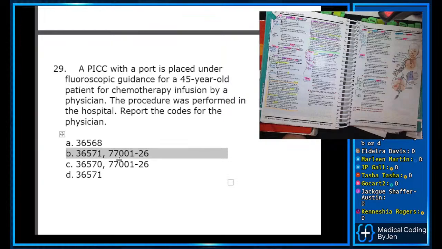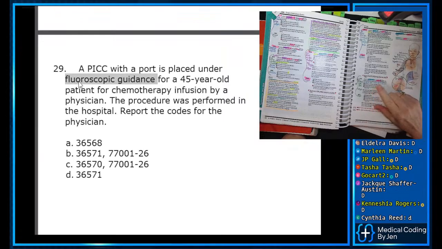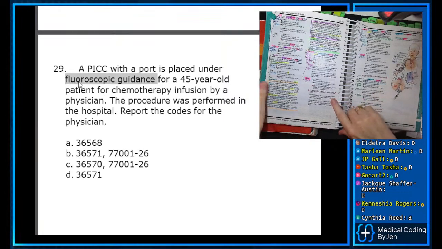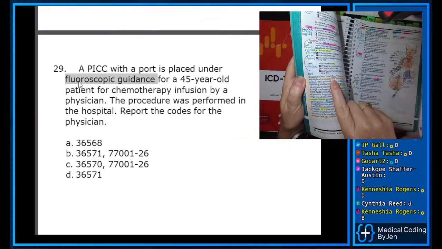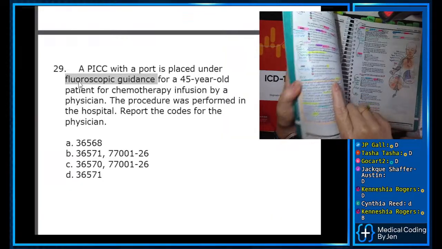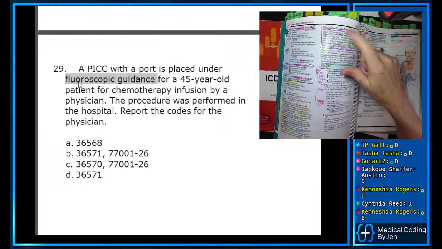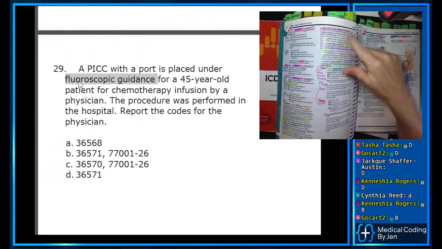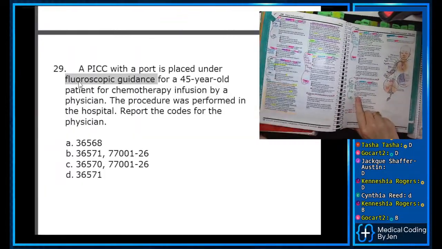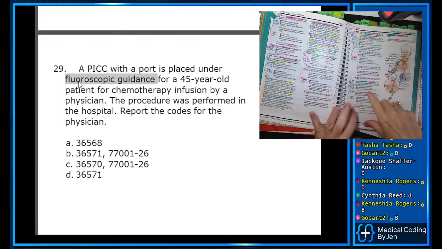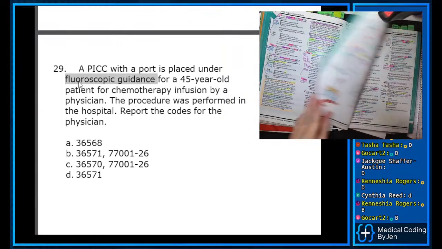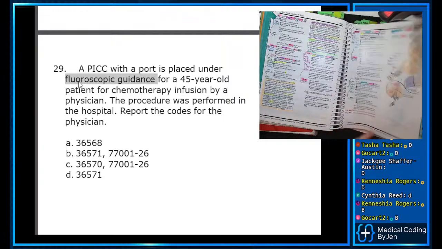B is our answer because we used fluoroscope guidance, and they tell you in that code set right there, right before you code peripheral venous catheters, that if you are going to insert with radiology, here's your codes. These codes do not include radiology. If you are going to add fluoroscope, then you need to add your radiology.